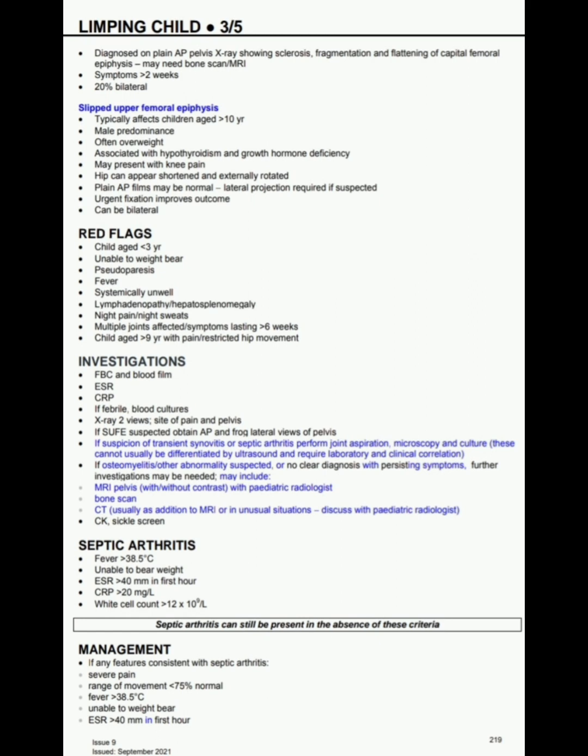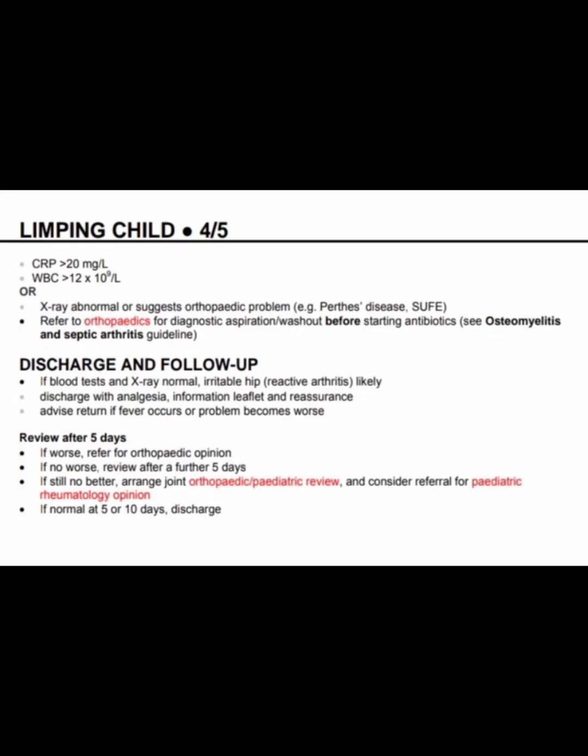Now, management of the limping child. If any feature is consistent with septic arthritis: severe pain, range of movement less than 75% normal, fever more than 38.5 degrees Celsius, unable to weight bear, ESR more than 40 millimeters in the first hour, CRP more than 20 milligrams per liter, WBC more than 12 times 10 to the power 9 per liter, or X-ray abnormal or suggesting an orthopedic problem, for example Perthes disease or SUFE, refer to orthopedics for diagnostic aspiration washout before starting antibiotics. See osteomyelitis and septic arthritis guidelines.